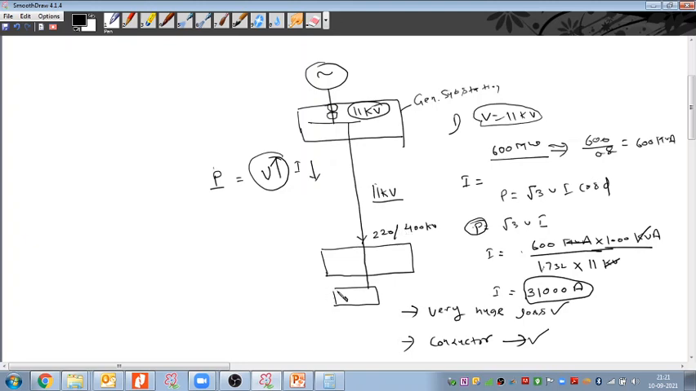Again my consumer, my end user, is not at 400 or 220 kV, so we have to step down this voltage. So here we use one step down transformer. We step down the voltage and then distribute further to the end consumers, right?